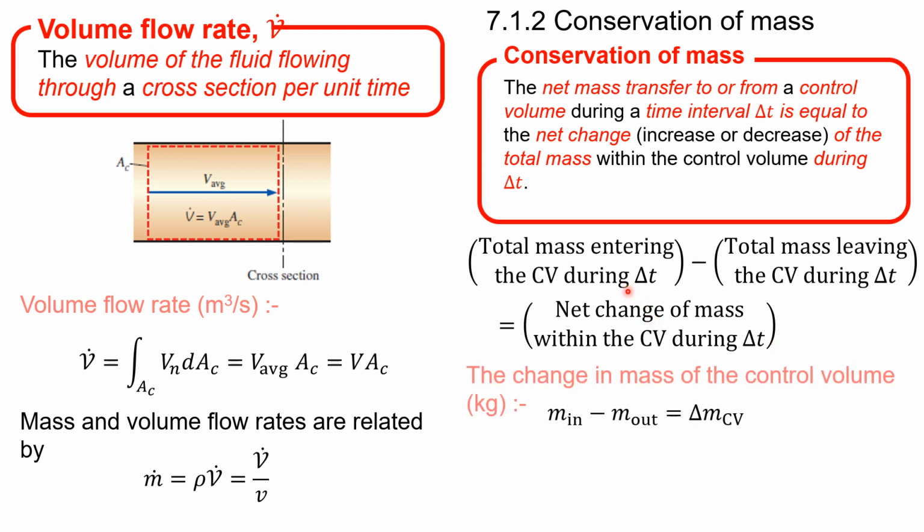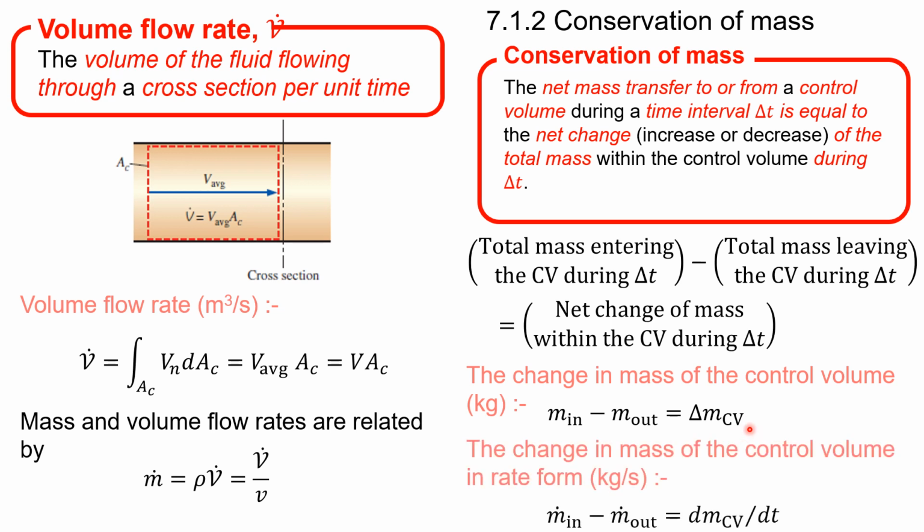Or if you put it in formula, M in minus M out, where M is mass, both in kilograms, equals the change of mass, or the net change of mass. The change in mass of the control volume in rate form, and rate we know is m dot. So m dot in minus m dot out equals the change of mass of the control volume over time.